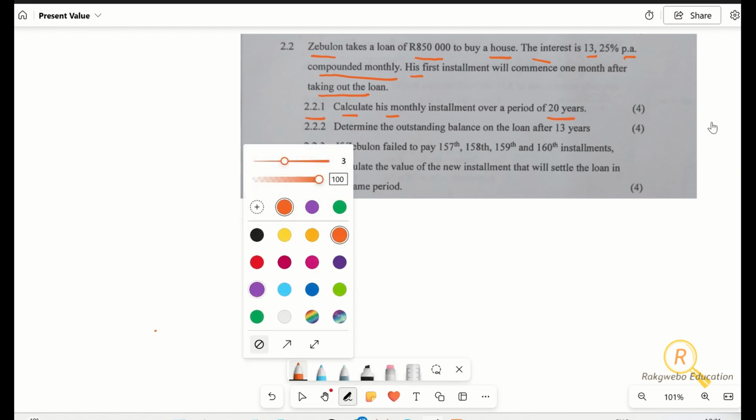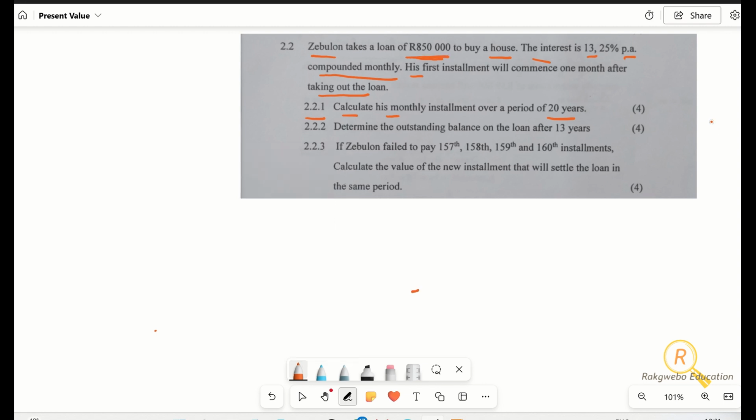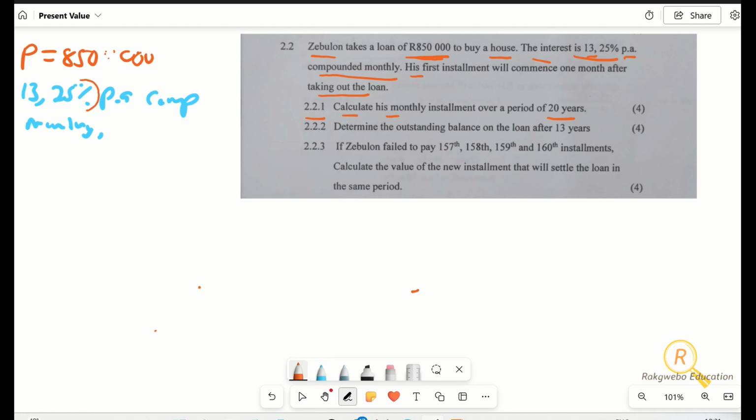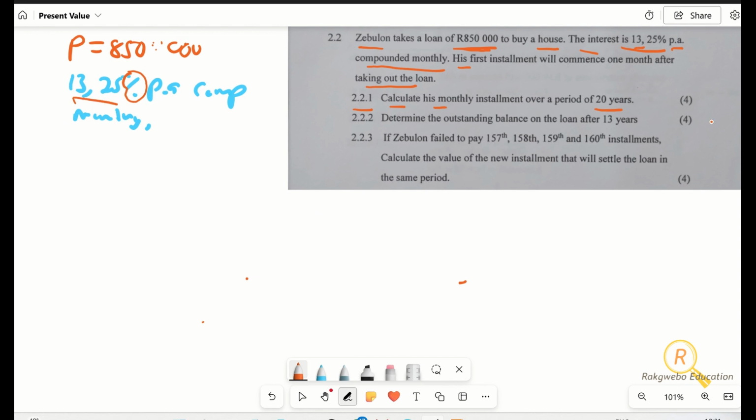So from the opening statement, we have that our present value, the loan amount, is 850,000. Please make sure that you leave a bit of space here. And then our interest is 13.25% per annum, compounded monthly. Now, we know that the percentage sign means over 100. So I could rewrite this as 13.25 over 100, which is just 0.1325.